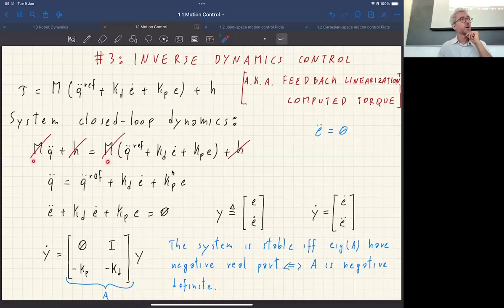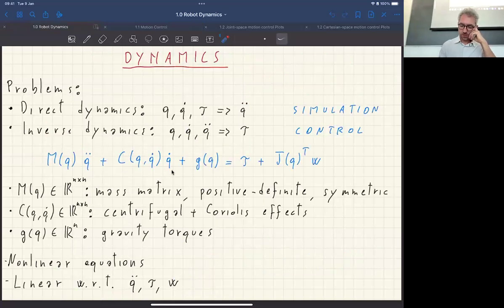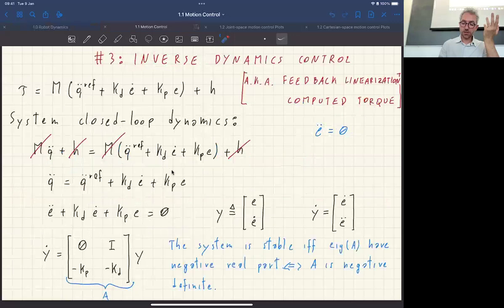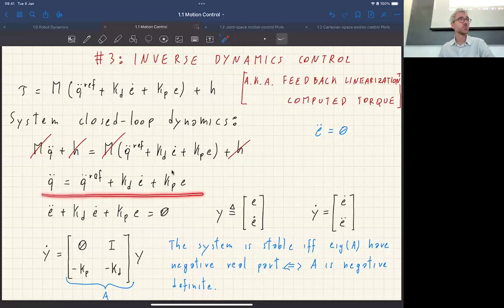You have the mass matrix on both sides. If you remember last time, I told you that the mass matrix is symmetric, positive definite. If a matrix is positive definite, it means that it is invertible. So we can actually remove the mass matrix on both sides because we can just multiply times its inverse. And what we are left with is the following expression.